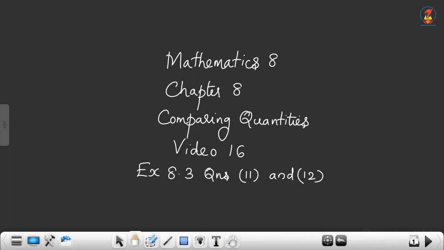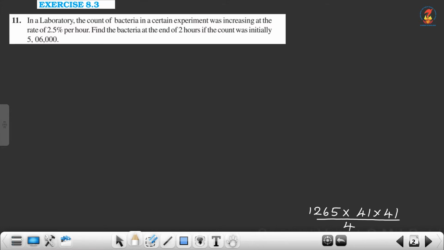Exercise 8.3 questions 11 and 12. In a laboratory, the count of bacteria in a certain experiment was increasing at the rate of 2.5% per hour.